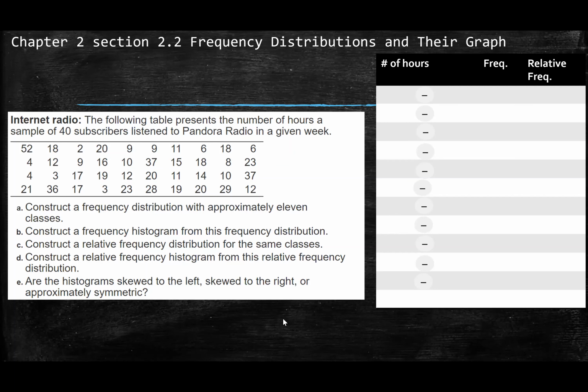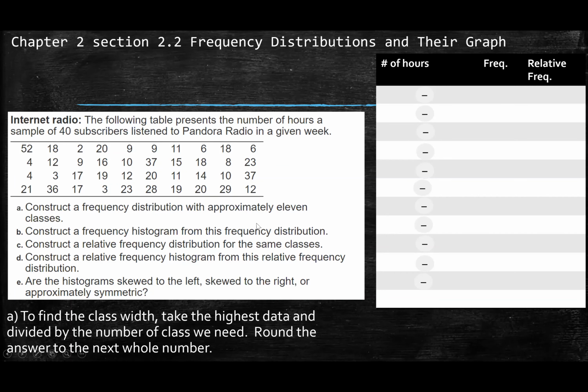So the first thing we need to do is to find the class width. You go into your data, you're looking for the highest data value. Whatever the highest data value is, you take it and you divide it by the number of classes that they wish for. If they want 7 classes, you take 52 and divide by 7. If they want 8 classes, you take 52, which is the highest data, ladies and gentlemen, and you divide by 8, right? So in this case, we take 52 and we divide by 11 because 11 is the number of classes they want, okay?